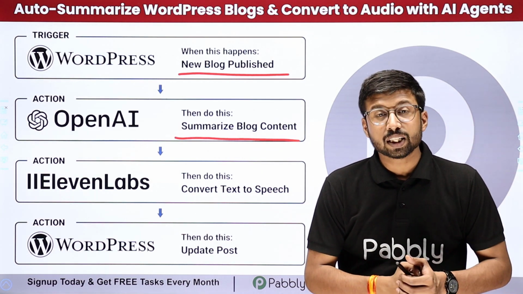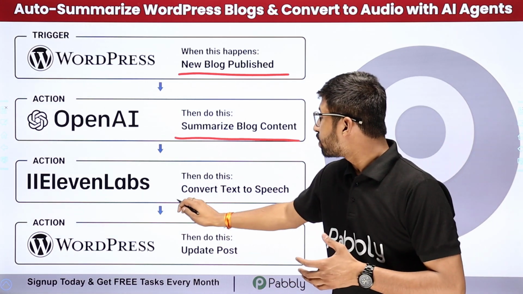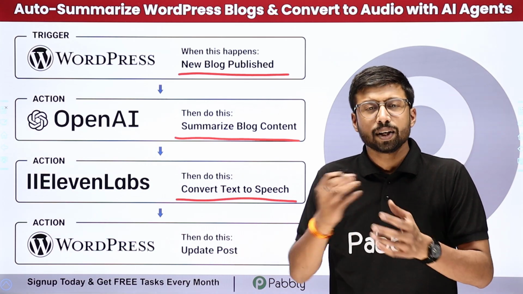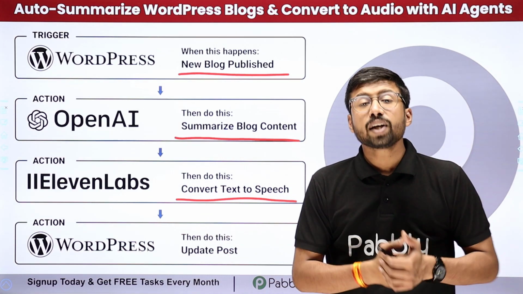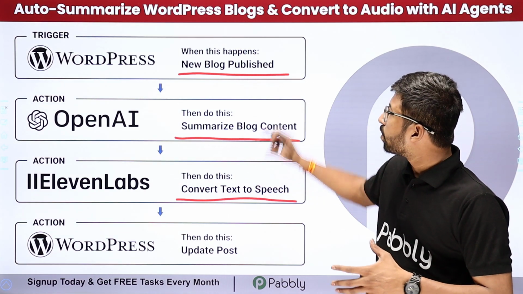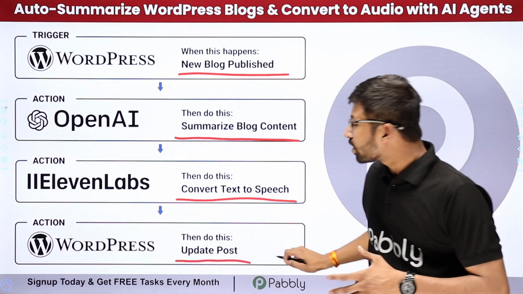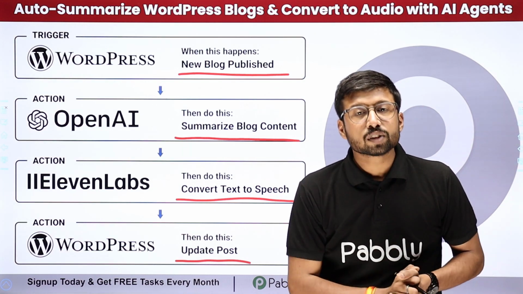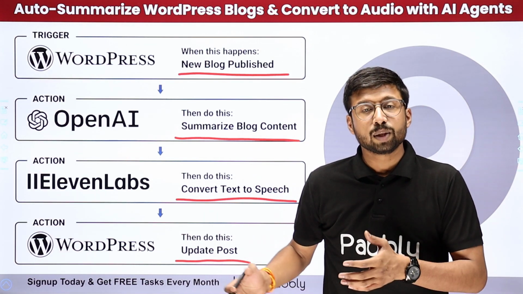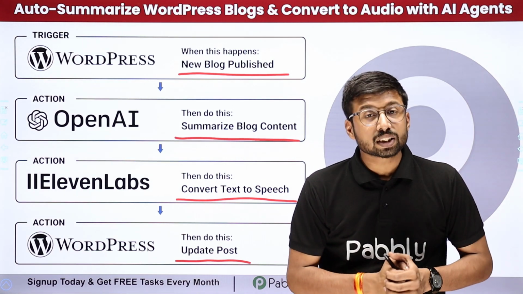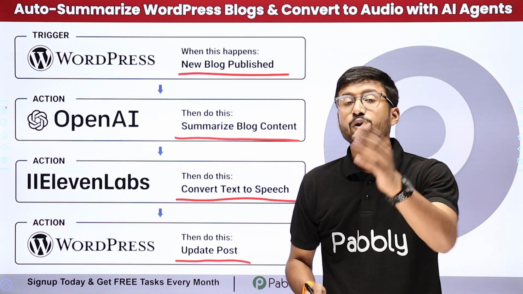Then we are going to send the same summary to ElevenLabs, and using ElevenLabs, we are going to convert that text summary into speech, into an audio file. And after getting the audio file, the speech of the summary, we are going to update the same audio file in our blog so that after the title at the top, you have the audio file of the blog as well. So if someone doesn't prefer reading the whole complete blog, they can just listen to the summary of the blog too.